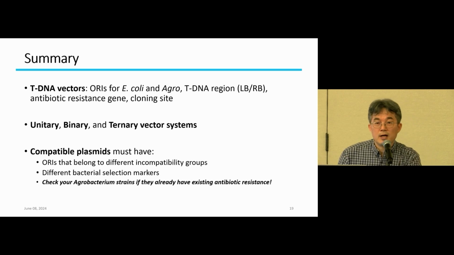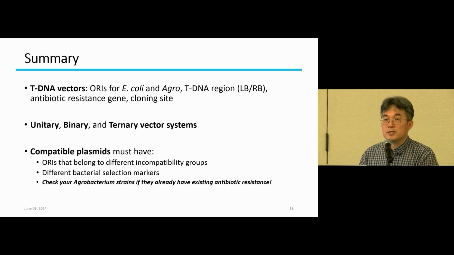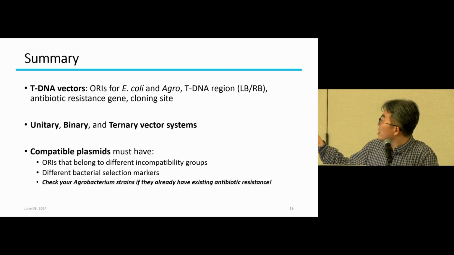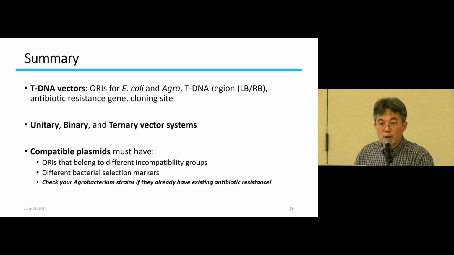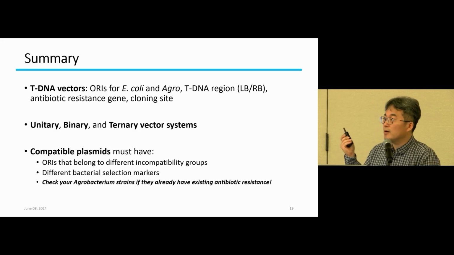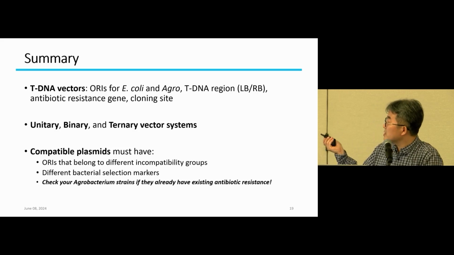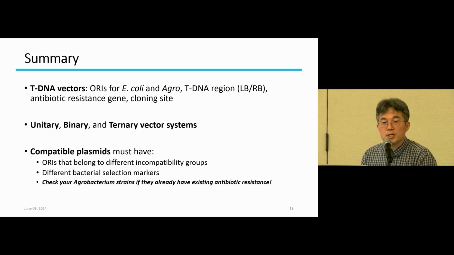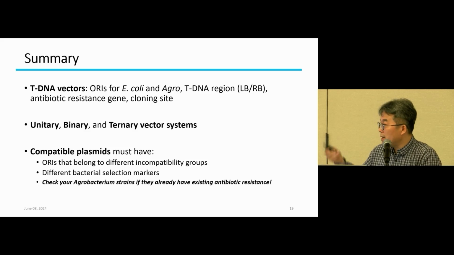So to summarize, I went over different vector systems, and then I briefly summarized them. For a T-DNA binary vector, the components are border sequences, a cloning site, and antibiotic resistance genes. Then we'll have, I think, a panel discussion on the T-DNA region, because that's the most important part. But I was just covering different vector systems and plasmids. I told you about unitary, binary, and ternary vector systems.